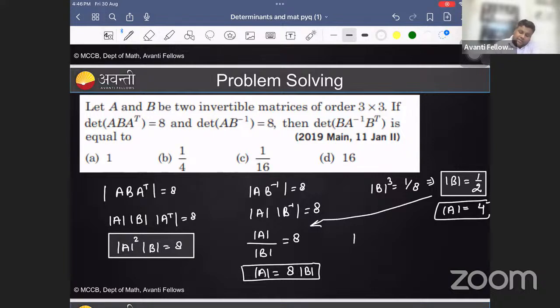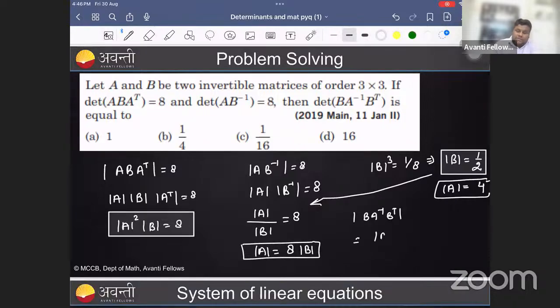Now the question they are asking, determinant of B A inverse B transpose. That is determinant of B, 1 upon determinant of A, determinant of B. Determinant of B is 1 by 2. Determinant of A is 1 by 4. And determinant of B again 1 by 2. So your answer comes 1 upon 16. Very good question. Got it?